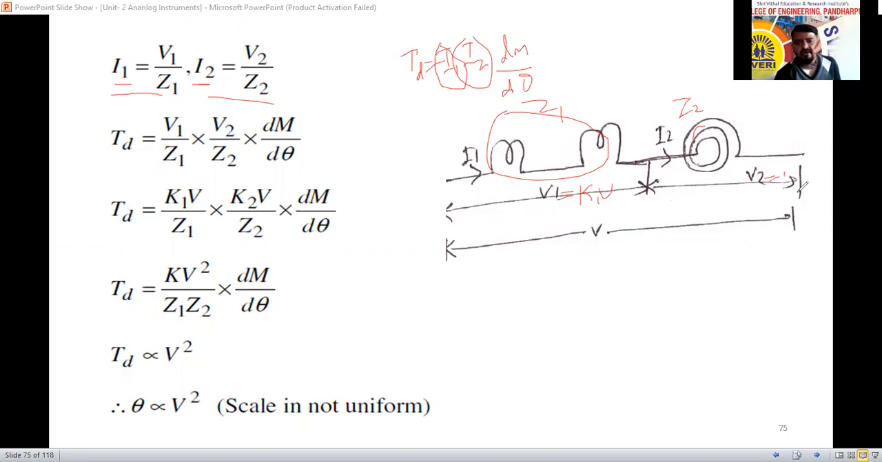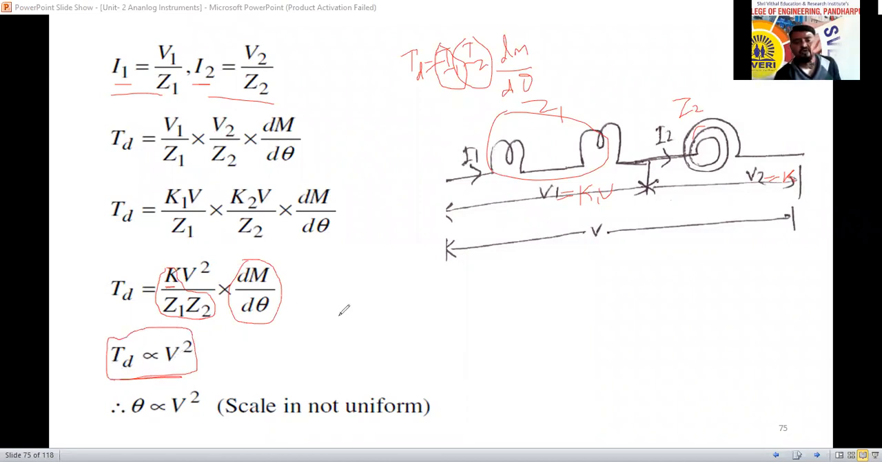By substituting that in the equation, V into V is V square. K1 and K2 I will consider as one constant K, and Z1 into Z2 I will write here into dM by d theta. In the voltmeter connection, K divided by Z1 Z2 is a constant, and dM by d theta is also a constant. We can prove that TD is directly proportional to V square.